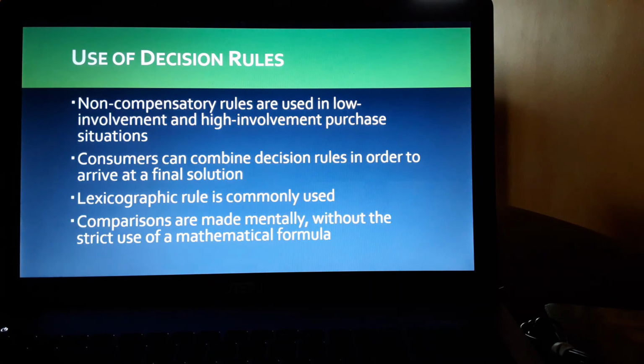Just to remind you, the lexicographic rule is that the option selected is thought to perform best on the most important attribute. Comparisons are made mentally without the strict use of a mathematical formula. So people think about this in their head. Some people write stuff down, some people don't. So you want to think about that. I think it depends upon the person's personality and also how big the decision is.